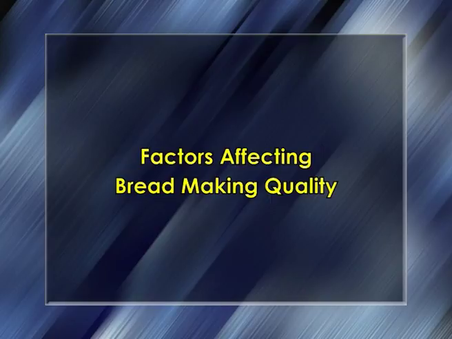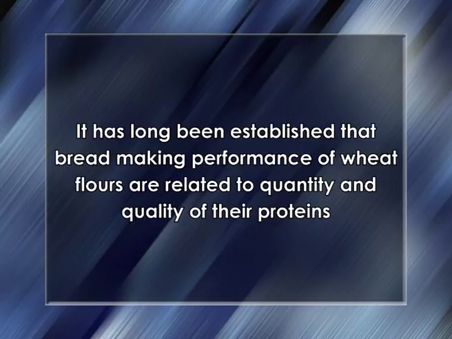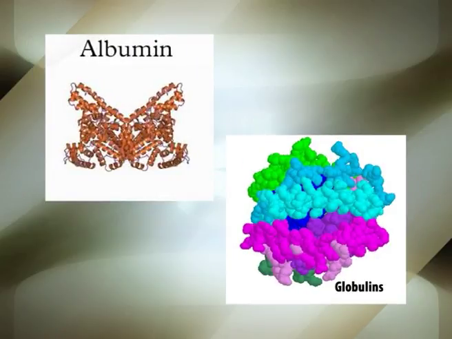Factors affecting bread making quality. Protein quantity and quality. It has long been established that bread making performance of wheat flours are related to the quantity and quality of their proteins. When the total protein content of a wheat grain increases, the total amount of gluten proteins also increases. But the amount of non-gluten forming proteins, that is albumins and globulins, changes very little. Thus, wheat of high protein content usually has a higher proportion of gluten proteins compared with those with lower protein contents.